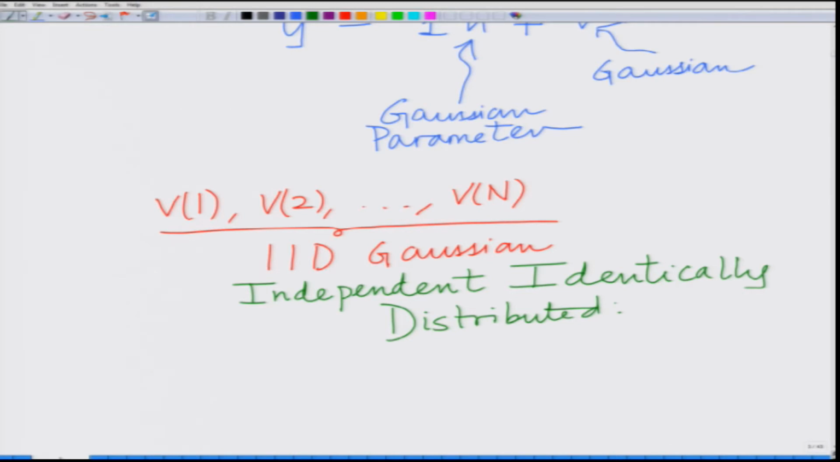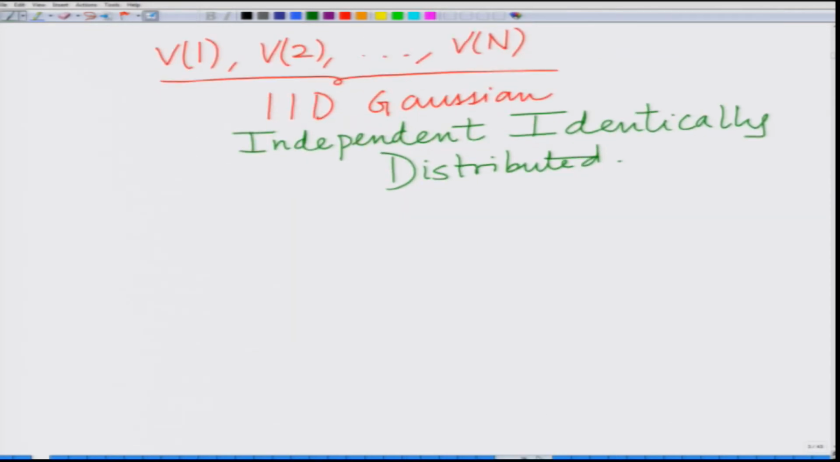This is independent identically distributed Gaussian. What do we mean by that? We mean that each of V1, V2, ..., Vn is Gaussian. Also, they are identical, which means the expected value of each Vk is 0, and the expected value of Vk square is sigma square, that is what we have already seen.